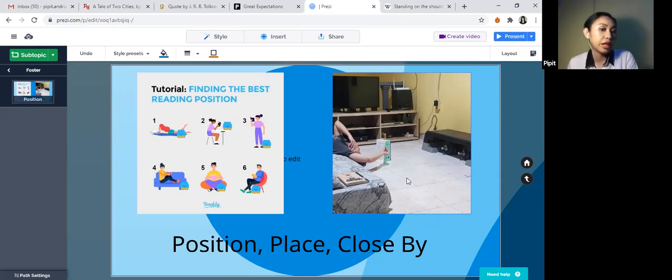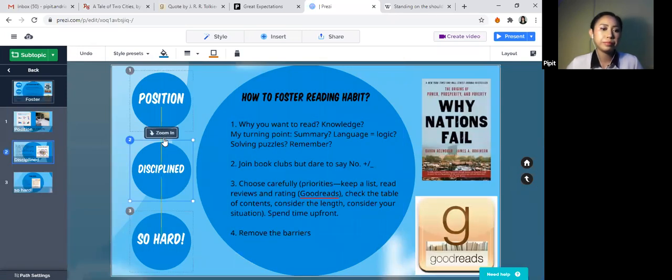Sometimes the bedroom is not the best place because our brain associates our bedroom with sleepiness. So find your best spot, but I'm fine with my bedroom. And then try to make your books close by all the time. And then discipline.